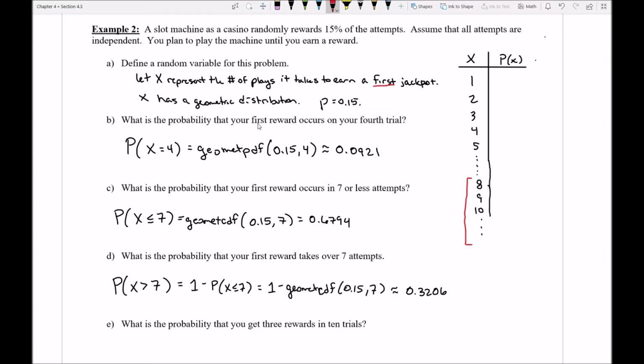question is asking. What are the chances that you get your first reward on this try, your first reward on this try, your first reward on this try? That's what a geometric question sounds like.